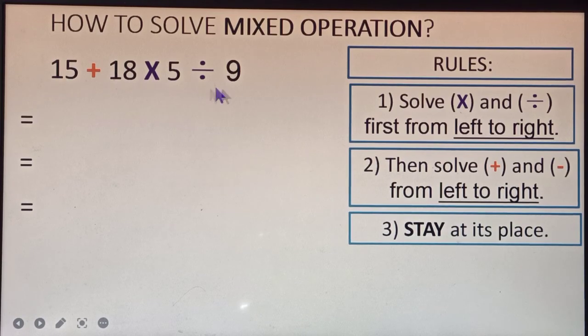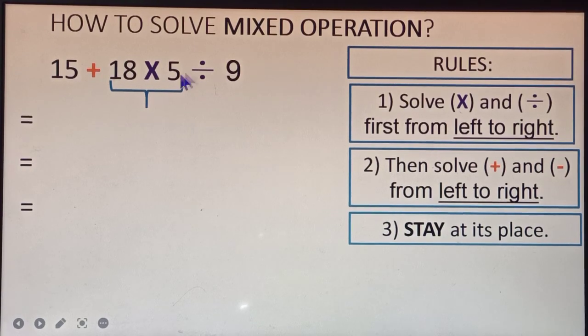Okay, look at the next example. This one has many operations. Let's see. 15 plus 18 times 5 divide by 9. Remember the rules? Solve multiply and divide first. Here there is plus, multiply, and divide. So which operation should we solve first? Is it plus? Is it multiply? Or is it divide? Yes, multiply first.